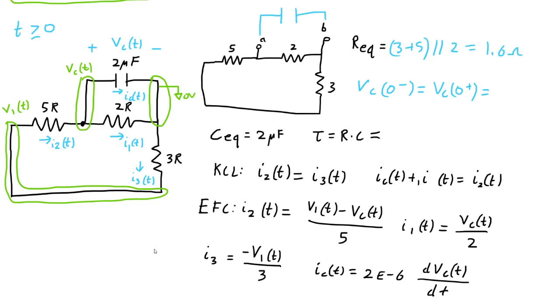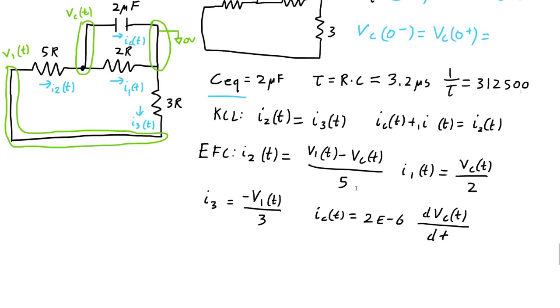So the C equivalent, there's only one capacitor in the circuit, it's 2 microfarad. So the time constant is going to be 3.2 microseconds. And I'm going to do the 1 over tau real quickly just for later, whenever we do the final expression. So that's just 1 over tau, which is 1 over R times C. So now we can go ahead and start to put everything into the standard form. We need to use our pre-made solution, so to speak.